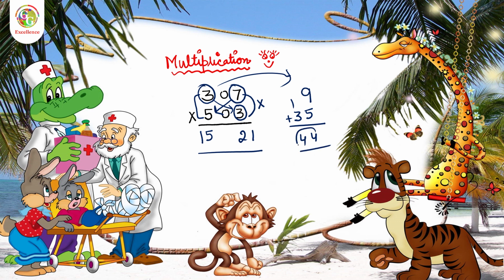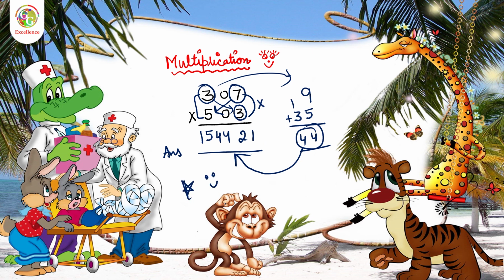Now the 44 is going to take the position of the middle values. That is 4, 4. So boom, we have our final answer. So if you multiply 307 with 503, your answer is 154,421. So I hope this trick is going to help you a lot.